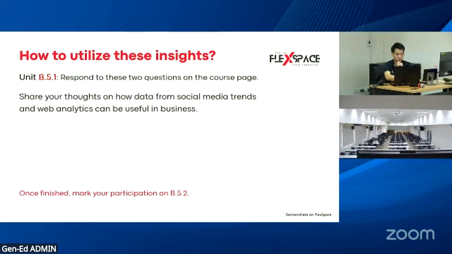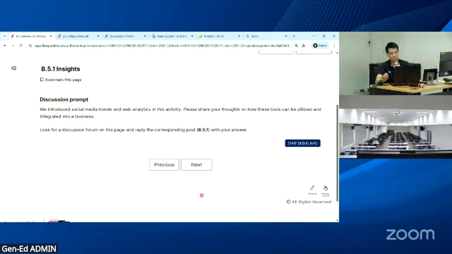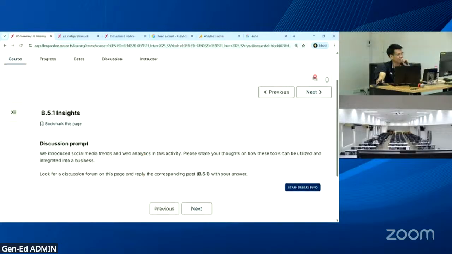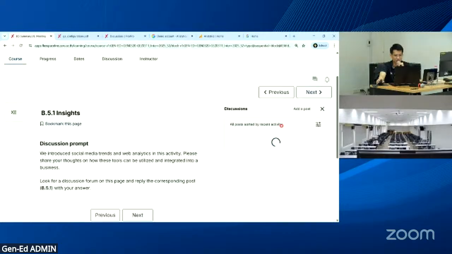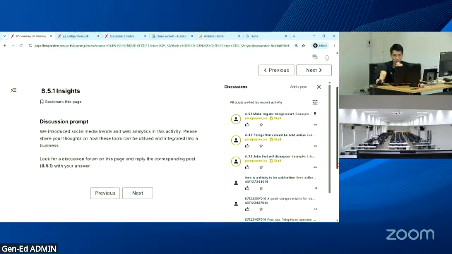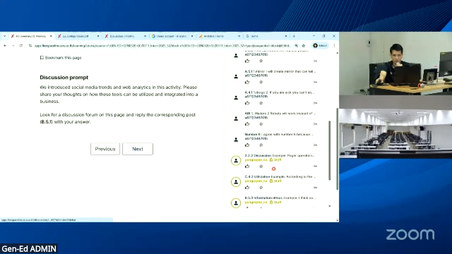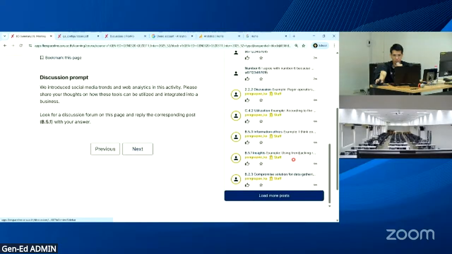Okay, I will show you on the FlexSpace platform, unit B.5.1. This one. Now we introduce some tools that you can use to get the insights from the business. And please share your thought on how these tools can be utilized and integrated into a business. So look for a discussion forum on this page. Look for this icon. Click or tap that icon to expand the discussion board. And then look for the corresponding discussion B.5.1. Let's see, B.5.1, which one? B.5.1, this, insights.